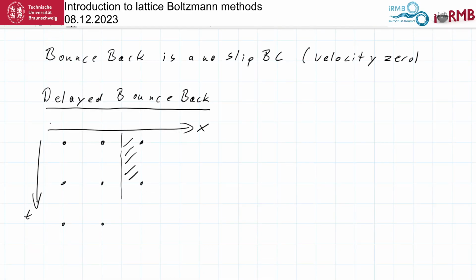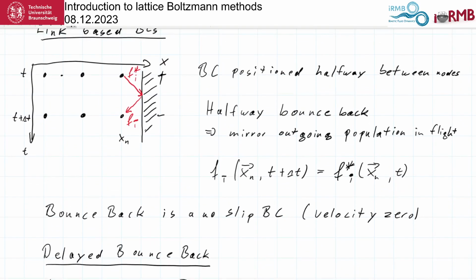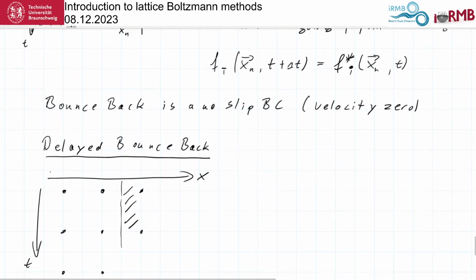So instead of, as we just had it, the population going out and returning in the next time step, what is happening in a delayed bounce back is that the population actually goes into the wall and returns one time step later from the wall. Yeah? So physically speaking, you would say, okay, the other one looks more reasonable, right? Yeah.